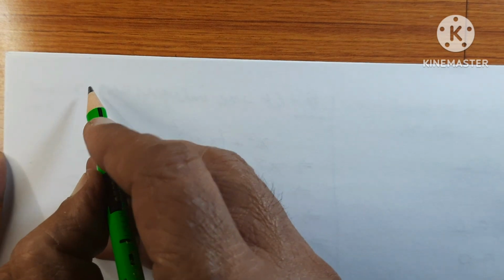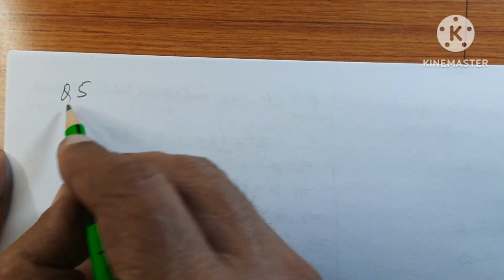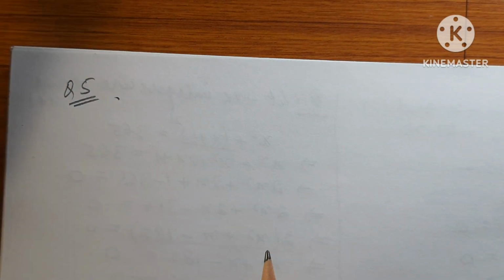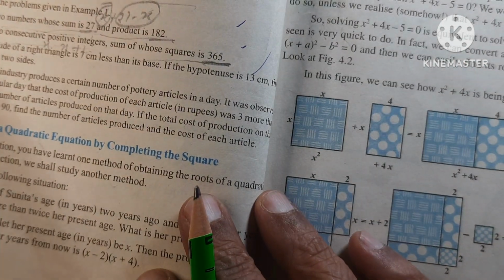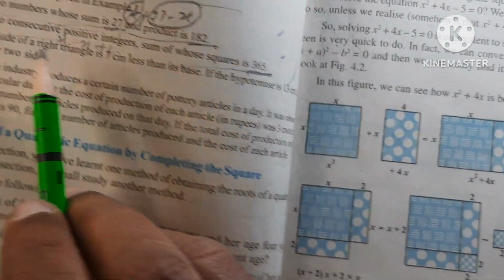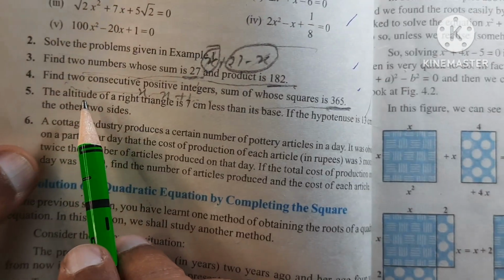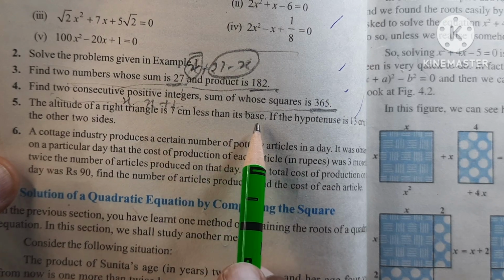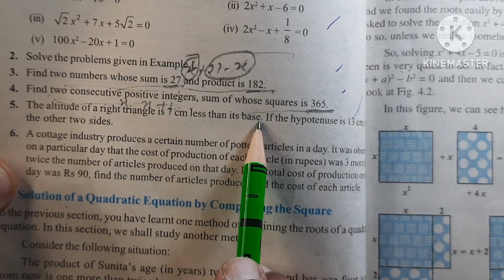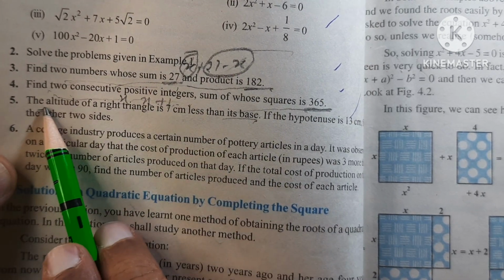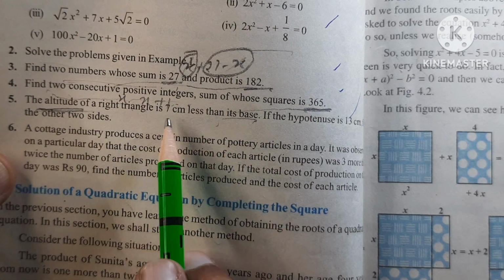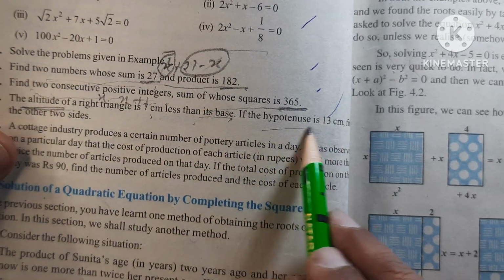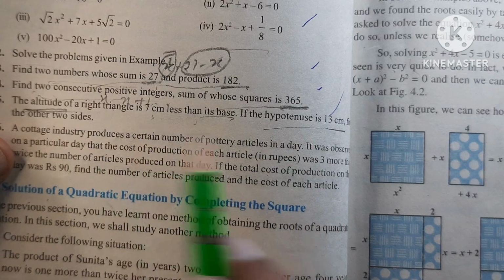Question 5 is, let us read the question. The altitude of a right triangle is 7 cm less than its base. Altitude means height. Height is less than the base by 7 cm. Hypotenuse given is 13. Find the other two sides.